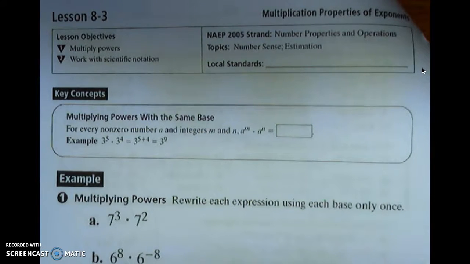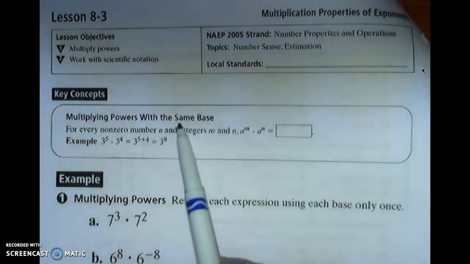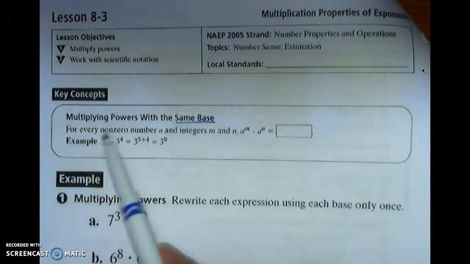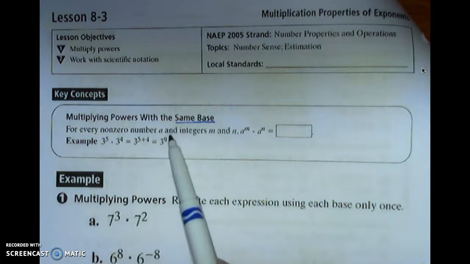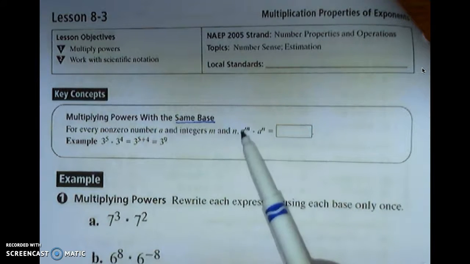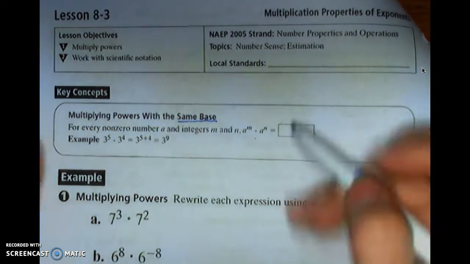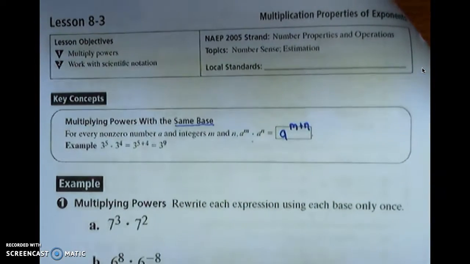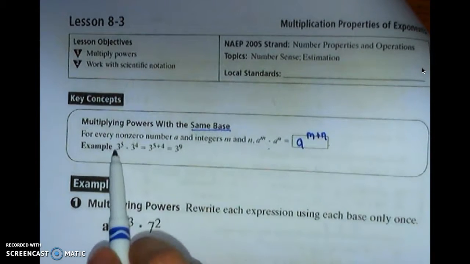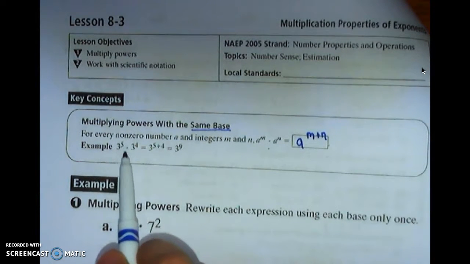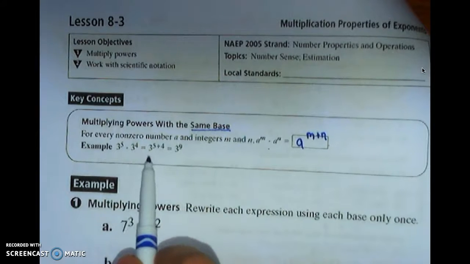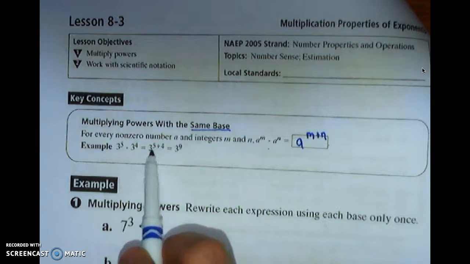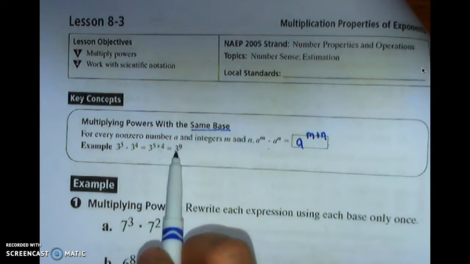So our rule for multiplying powers with the same base, and this is extremely important, they can only be with the same base. So the rules are for every non-zero number a and the integers m and n, a to the m times a to the n gives you a to the m plus n. Okay? So we can see here how if we have the same base of 3 to the 5th times 3 to the 4th, we can make that one base of 3 and add our exponents of 5 and 4 to get 3 to the 9th.